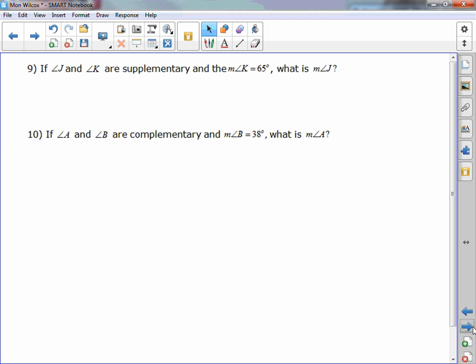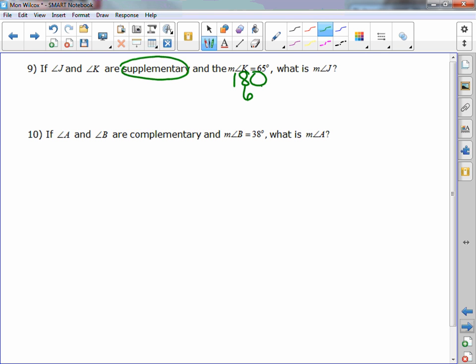If angle J and angle K are supplementary, and angle K equals 65 degrees, what is the measurement of angle J? So supplementary meaning 180. If I know one of them is 65, subtract it from 180 to find the angle measurement of the second one. So 115 must be the measurement of angle J if those two are supplementary to one another.